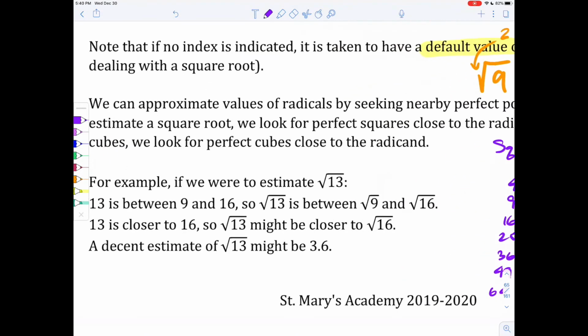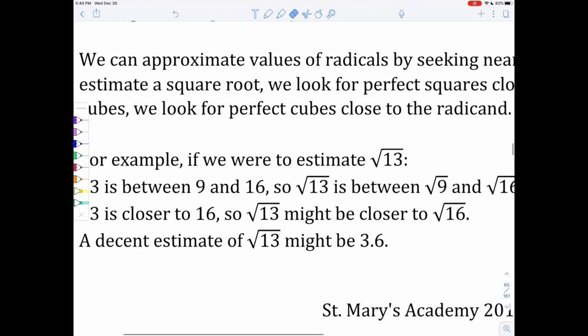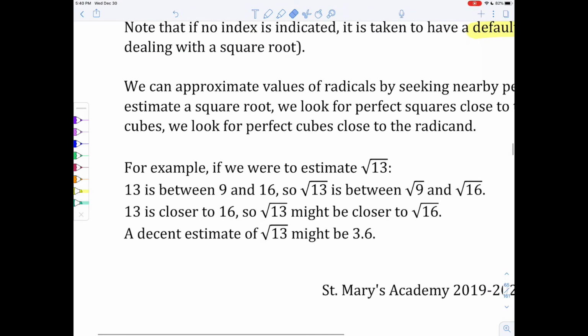If we wanted to estimate something like the square root of 13, we can note that 13, the radicand, is between 9 and 16. And this 9 and 16 are important because they are perfect squares, because we're dealing with a square root. So since 13 is between 9 and 16, the square root of 13 has to be between the square root of 9 and the square root of 16.